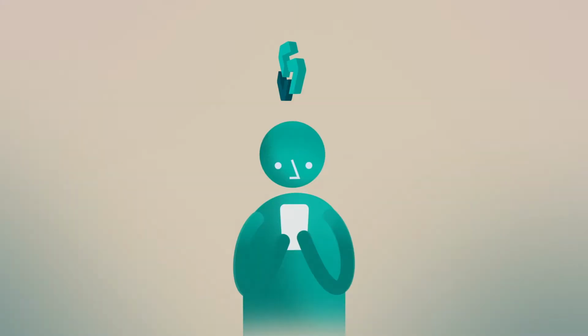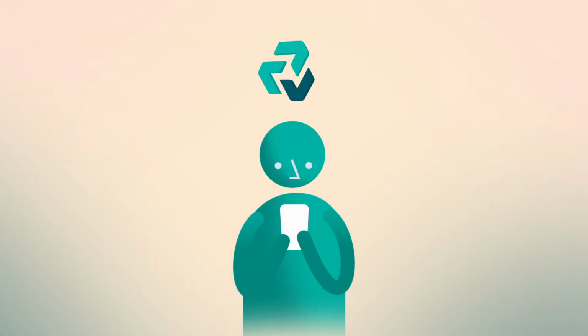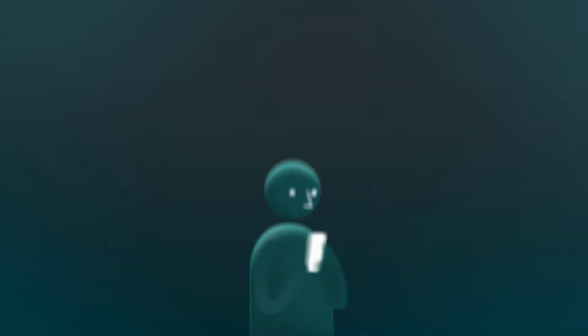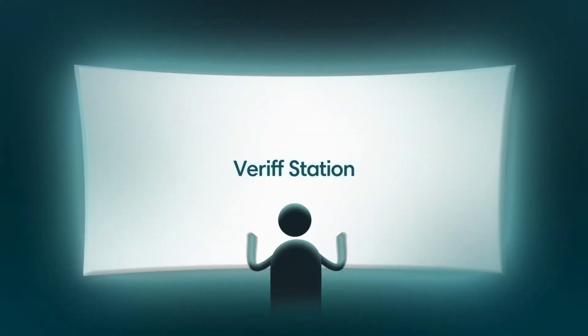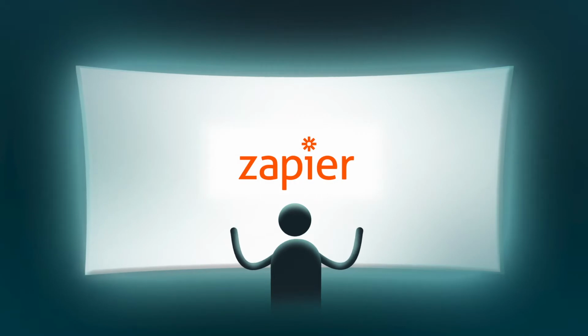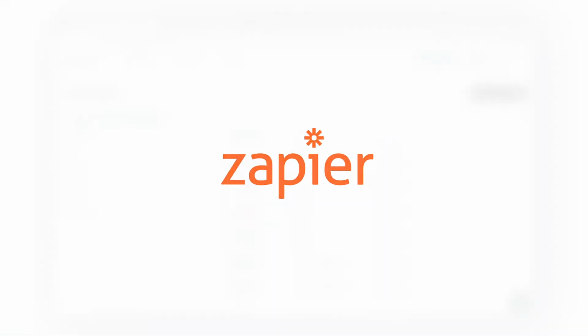Veriff is the quickest way for your customer to prove to you that they are who they say they are. But how do you get Veriff? And how do you use it once you've got it? That's where Veriff Station comes in, your starting point with Veriff. And here's our developer Oit to tell you how to integrate Veriff Station with Zapier.